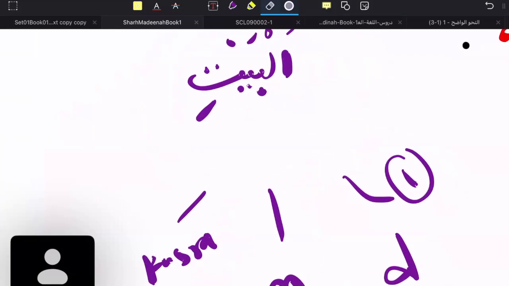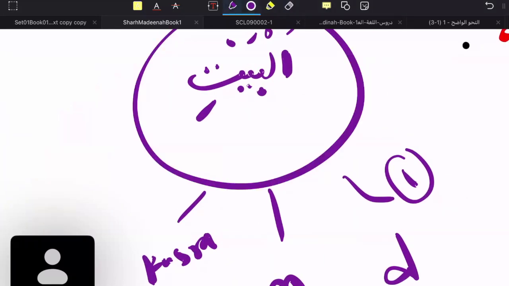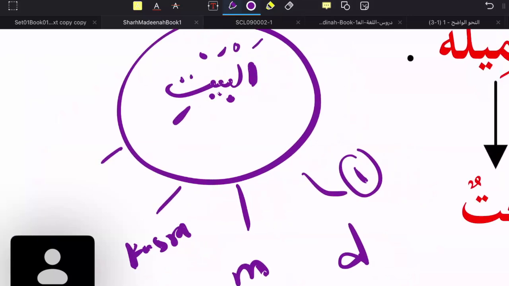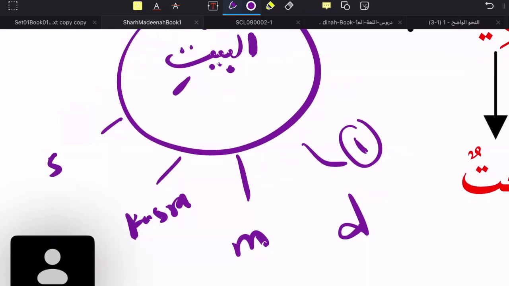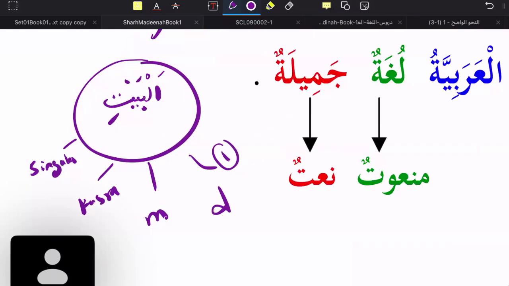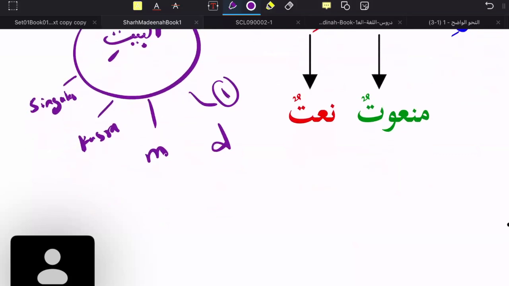And the last thing that we said we should be able to identify is whether the word is singular or plural or dual. When you say al-bayt, is it singular or plural? Singular. Now we say the house. Now singular. I'll just do one more example and then we'll say why this is super important. So let's start with this one.